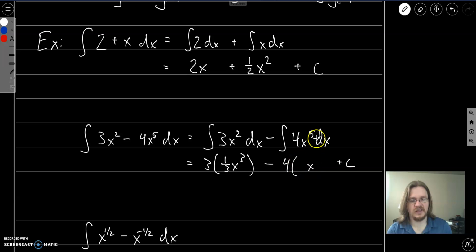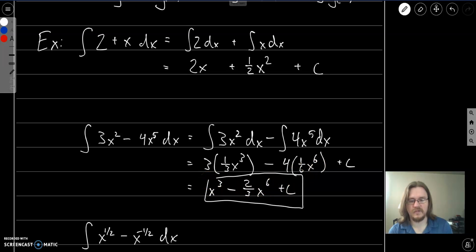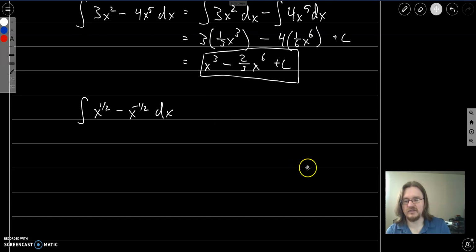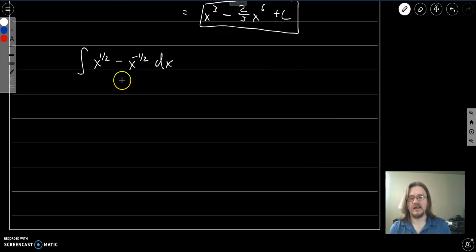And then I have 3x squared. When I take the antiderivative, I raise it to the 1 higher power, and I divide it by that power. And I'm going to subtract 4 times, okay, so x to the 5th becomes x to the 6th, and I need to divide by that power. So simplifying, 3 times a third is just 1, so this just becomes x cubed minus 4 divided by 6, well, that's 2/3 times x to the 6th plus c. Again, all of our antiderivatives will have a plus c at the end. And then let's do one more. So here I've got x to the 1/2 minus x to the minus 1/2. So again, I can just take the antiderivative of both of these individually.